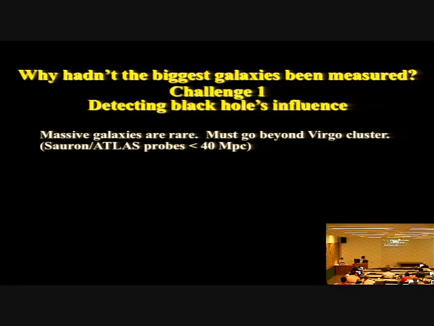but massive galaxies are rare, right? The mass function decays rapidly at the high mass end. So to look at massive galaxies, you basically have to go beyond Virgo. And just for some perspective, SAURON and ATLAS3D, the wonderful survey of early type galaxies, is volume limited to 40 megaparsecs. And we really need to go beyond that in order to just find massive galaxies.